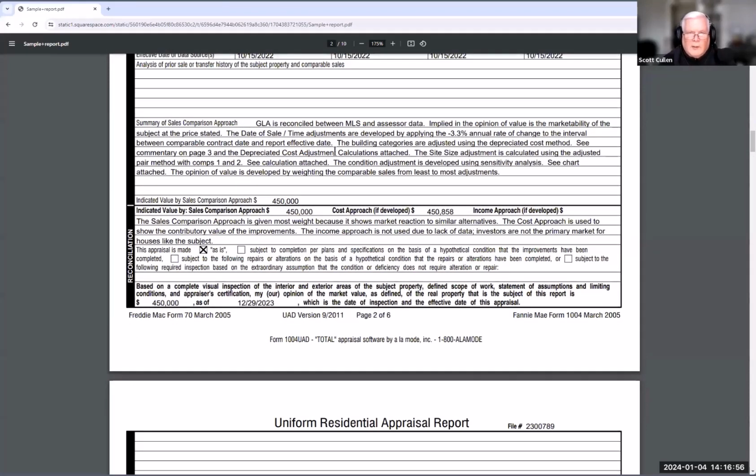So now I'm going to switch over to the worksheet that I put together in Excel, and we're going to take these adjustments in order. Okay. It's important that we follow a certain order of making adjustments.